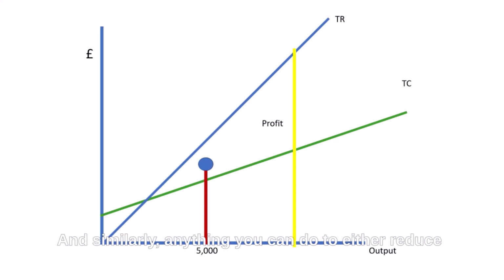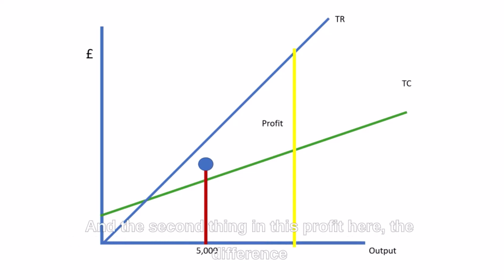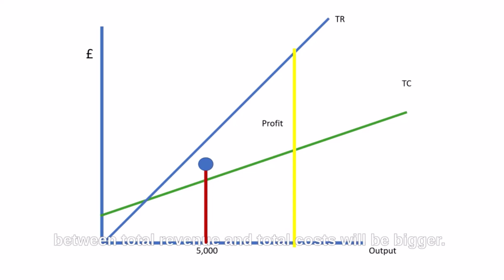And similarly, anything you can do to either reduce your costs or make them go up less steeply will widen the gap between your revenue and costs. So the first thing is your break-even point will now be lower than 5,000. It'll be down here. And the second thing, in this profit here, the difference between total revenue and total costs will be bigger. So anything to increase your average revenue or reduce your average costs will increase your profit.